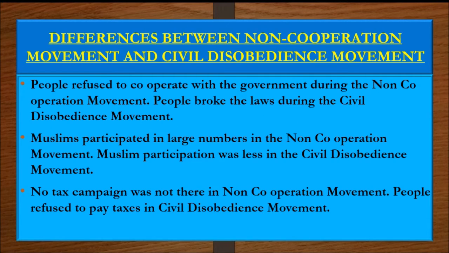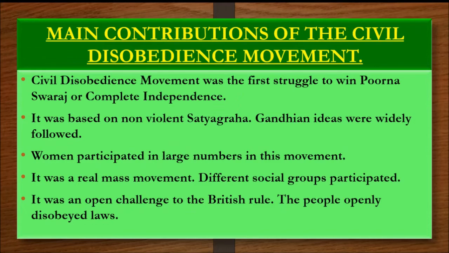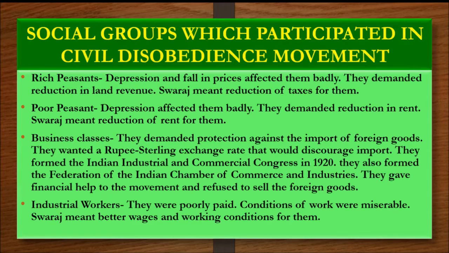Okay. Here is the difference from non-cooperation: many Muslim people participated in large numbers in the non-cooperation movement, and the same Muslim participants were very few in the civil disobedience movement. Also, a campaign of refusing to pay taxes was not there in the non-cooperation movement, but in the civil disobedience movement people refused to pay the taxes. So, these are just the simple differences between the non-cooperation and civil disobedience movements, children. Now, the social groups which participated in the civil disobedience movement.